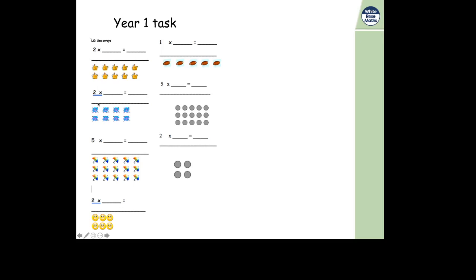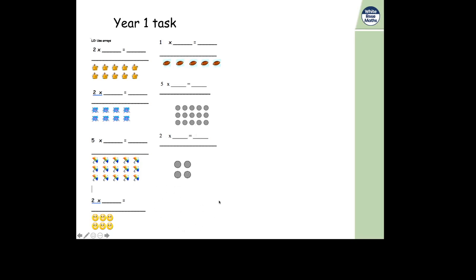Same for this one. How can you put the octopuses into 2 groups? How many would be in a group? How many have you got altogether? What would your addition sentence be? So that would be you're adding your groups up. Same with this one and the bottom one. And then you've got some footballs here, and then you've got some dots.